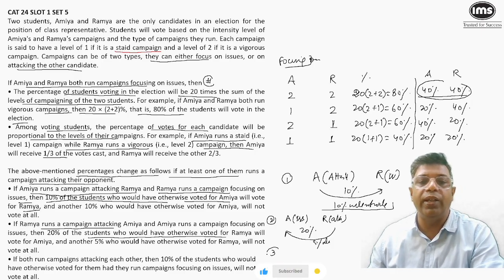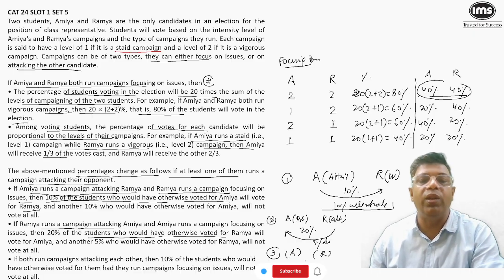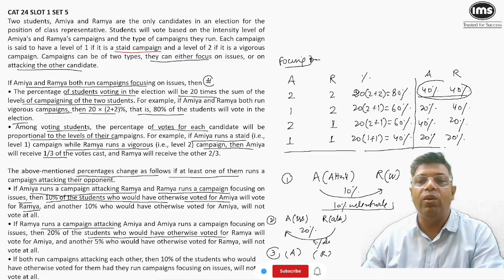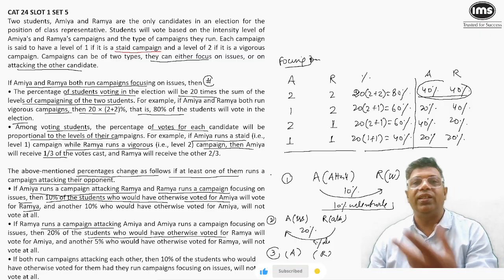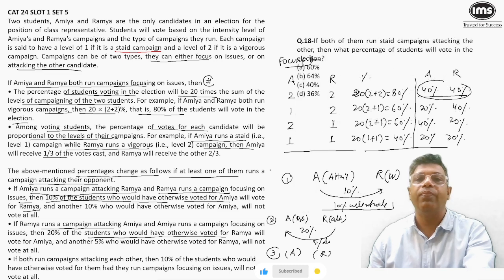And the third scenario is both of them run attack-based campaigns, then 10% voters of each of them will not vote. So it means in this scenario A will get only 36%, R will get 36%. So that is how the question has been designed. Now we have to follow the scenario based on whatever the question is asking. So let's go to the first question.